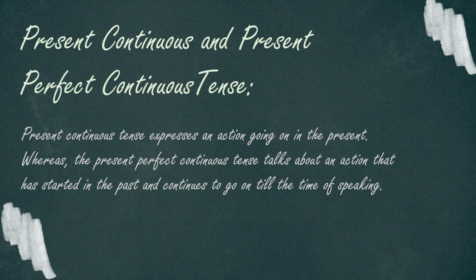Now the difference between present continuous and present perfect continuous tense. Present continuous tense expresses an action going on in the present, whereas the present perfect continuous tense talks about an action that has started in the past and continues to go on till the time of speaking.